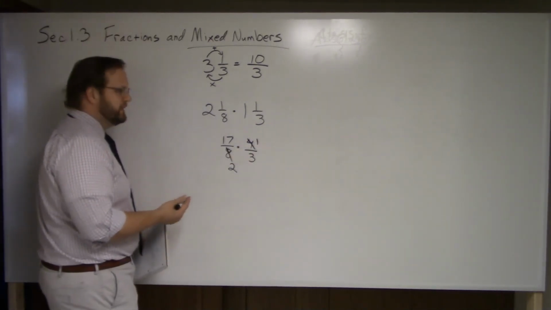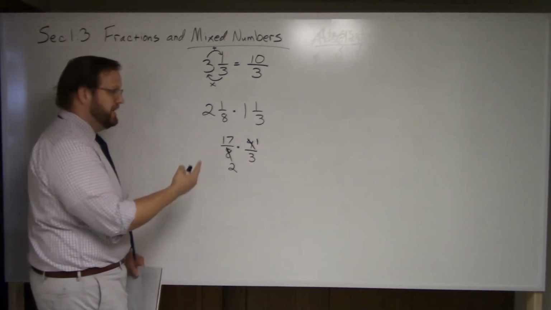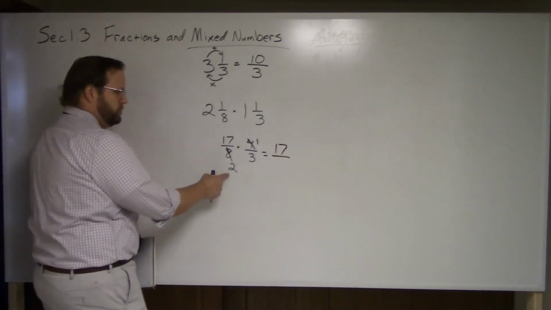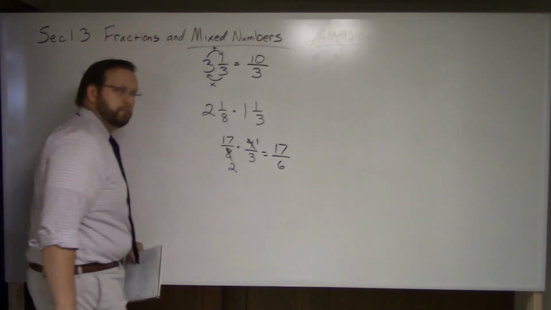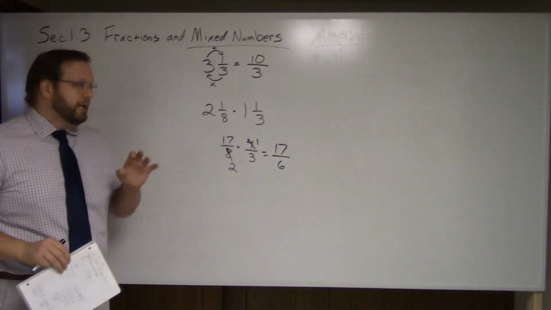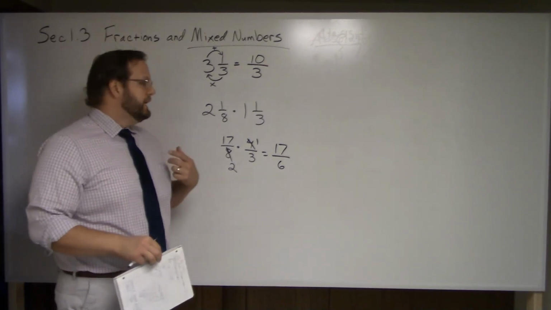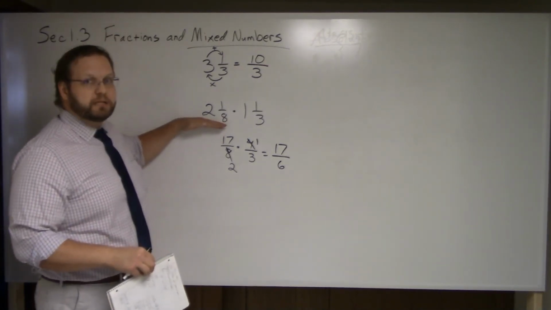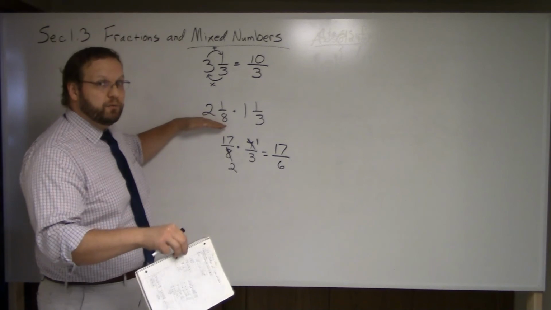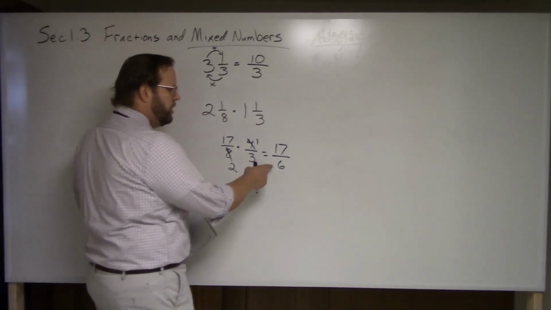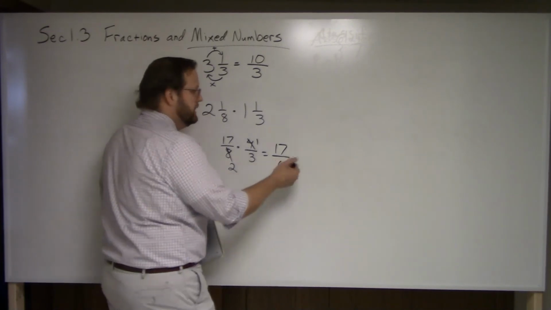And now look how easy that is. I don't need to do 17 times 4. 17 times 1, piece of cake. 2 times 3, piece of cake. Okay? Now, typically I would just say leave that. However, when a problem starts with mixed numbers, typically they would want you to end with mixed numbers. So if they do ask you to do that, all you do is carry out division.